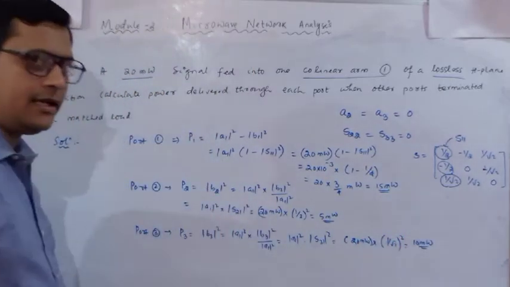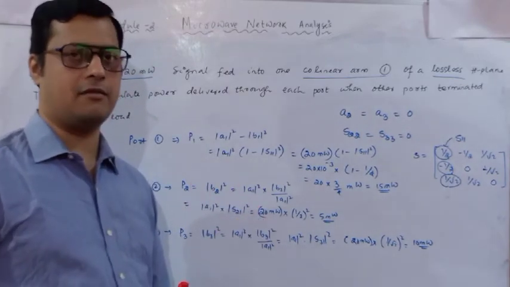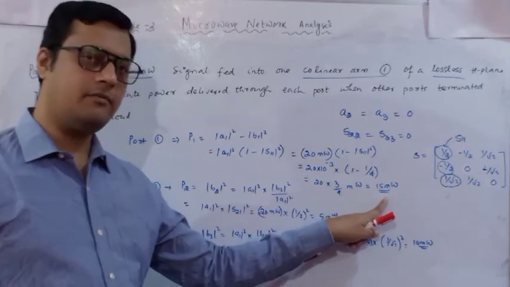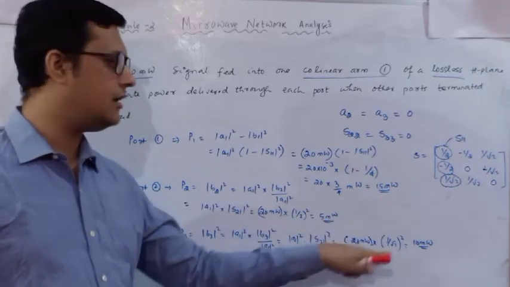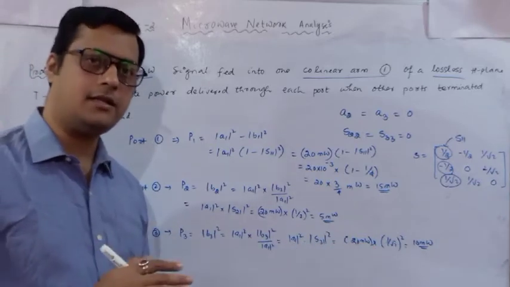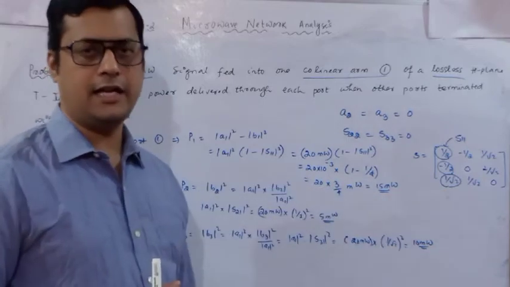Now you can see the power has split up. How much? It is 15 milliwatt, and port 2 is having 5 milliwatt. Port 3 is having 10 milliwatt, and we have solved this relation with respect to the scattering parameter of the H-plane T junction.